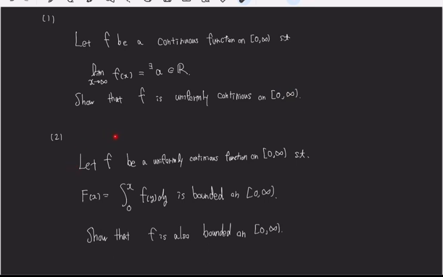In the second problem, f is a uniformly continuous function on the interval from 0 to infinity such that the capital F, defined by the integral from 0 to x of f, is bounded. This is the assumption: F is bounded on the interval from 0 to infinity. Under these assumptions, we are going to show that f is also bounded on the interval from 0 to infinity.